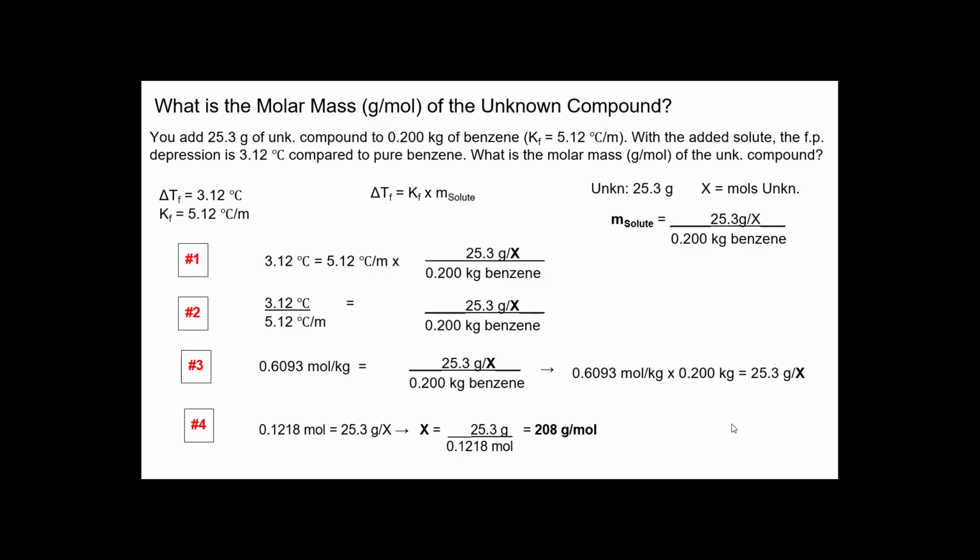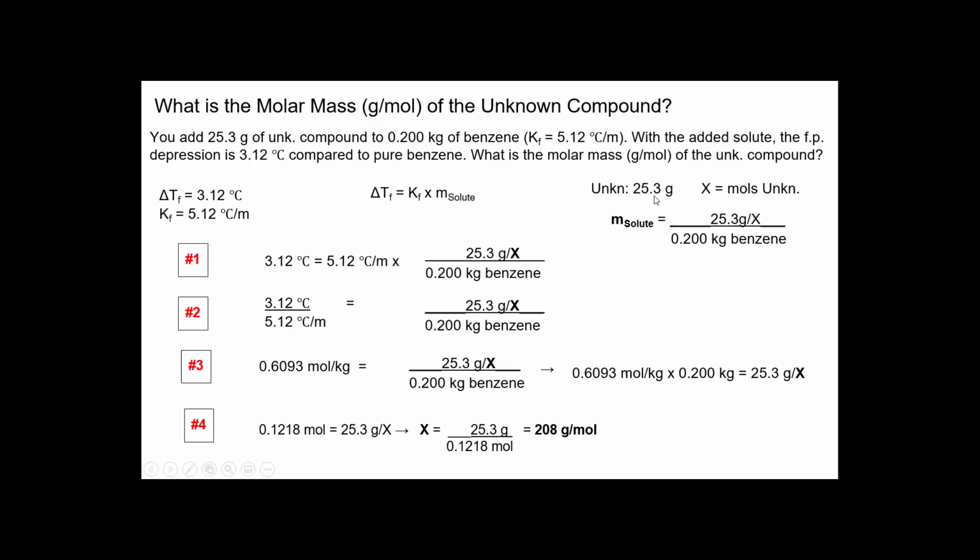And we have a Kf that's been supplied to us. With the added solute, the freezing point depression is 3.12 degrees Celsius compared to pure benzene. What is the molar mass? So pretty much, it may look a little busy on here, but that's because I wanted to pull everything out. So we know that our delta Tf is here. Okay, we have that. I pulled out the Kf. We have that. We have our equation we're going to need.